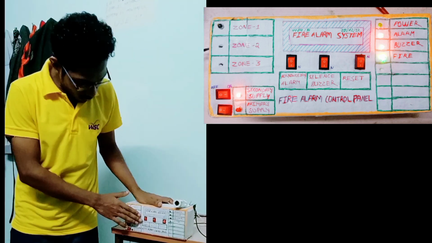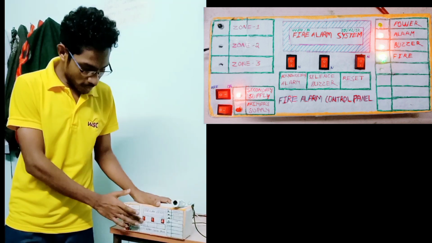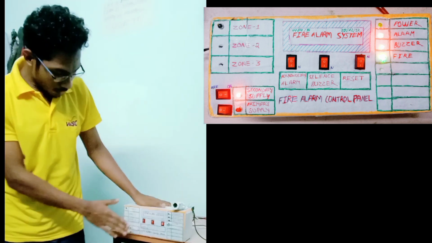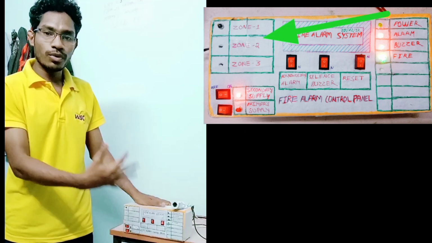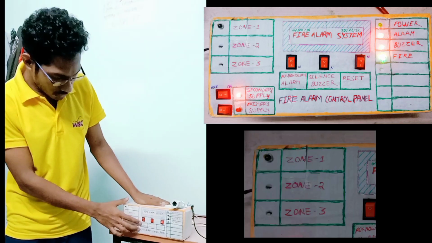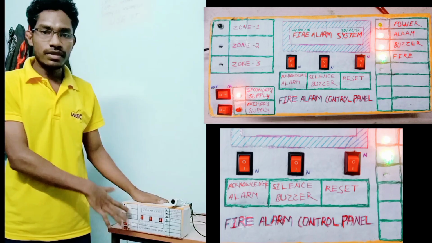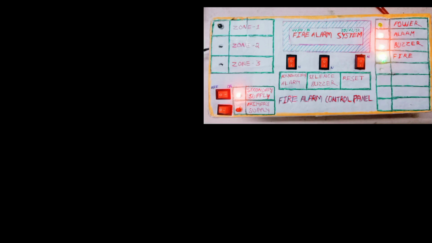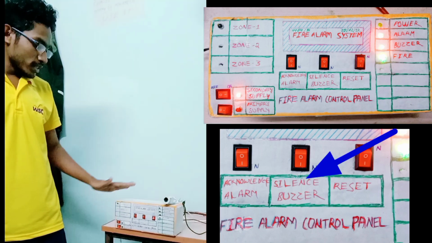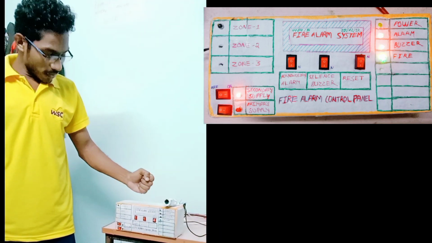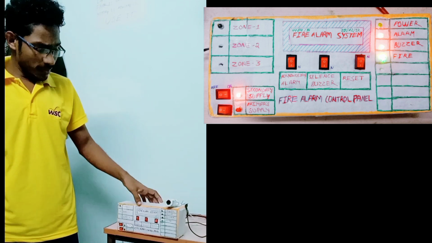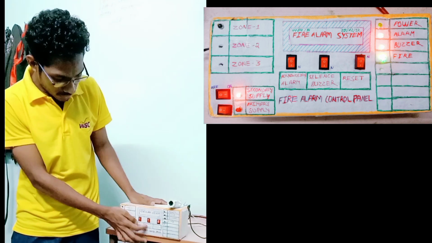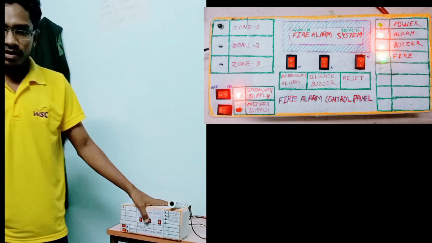And then, what are the switches? This switch works when fire is detected and sounding. From the sounding you can see the zone and know the location. Then you can acknowledge the alarm, which means the alarm is silenced. Then what is the second switch? The silence buzzer. It sounds when there is any fault or damage in the circuits, a break in the circuits, or any fault in the panel board.